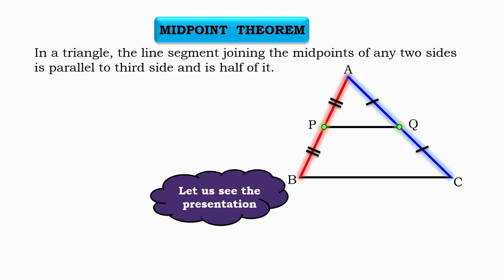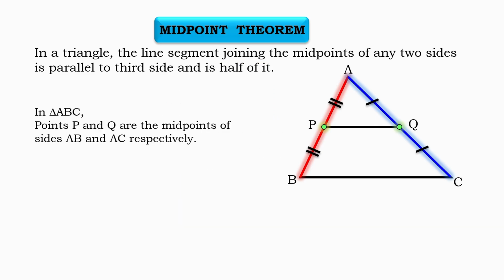So let us see the presentation once again. If we take the statement and represent it in the diagram, in triangle ABC, points P and Q are the midpoints of sides AB and AC respectively. So by the midpoint theorem, segment PQ is parallel to side BC and segment PQ is half of side BC. So this is the midpoint theorem.